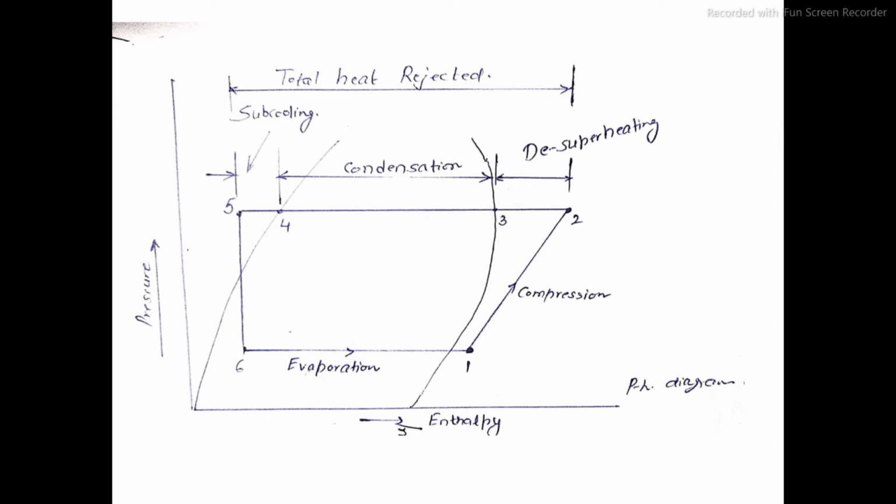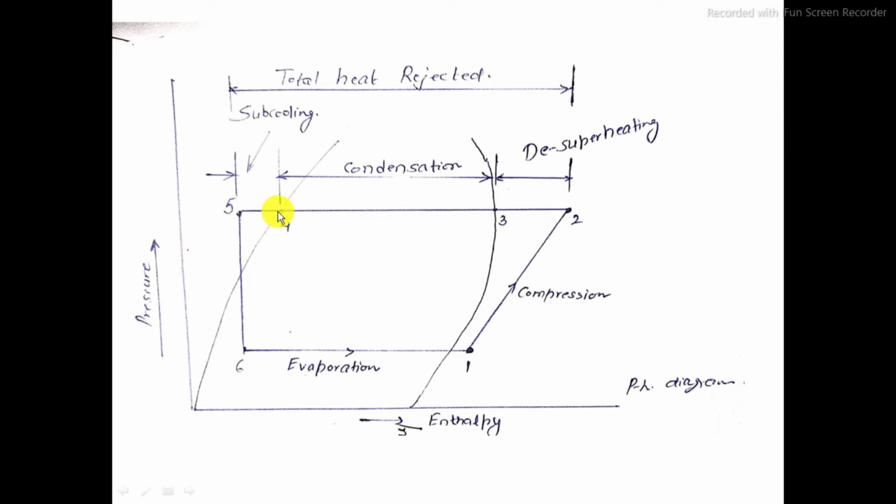This is the pressure and enthalpy diagram for the refrigerating system. From 1 to 2 we can see that there is compression. The pressure and temperature of the refrigerant increases from 1 to 2 in the compression process. And then there is a desuperheating process, in which the superheated vapor comes into the state of saturated vapor from 2 to 3. From 3 to 4 there is condensation, means the saturated vapor refrigerant gets converted into saturated liquid refrigerant. And then there is 4 to 5, that is subcooling.